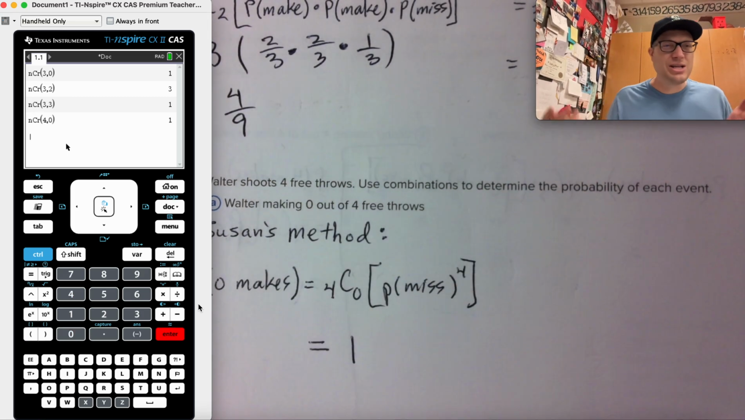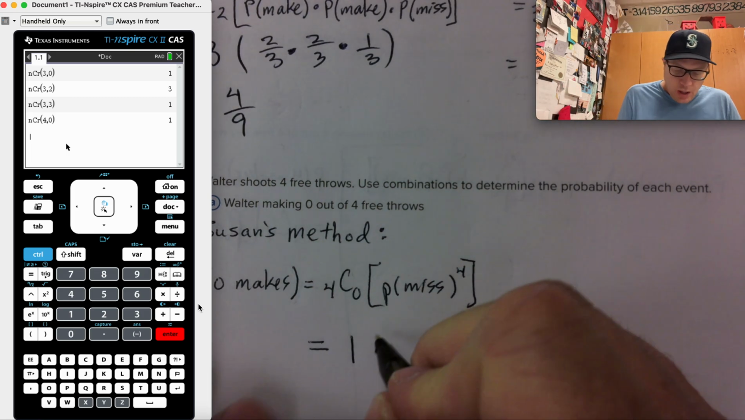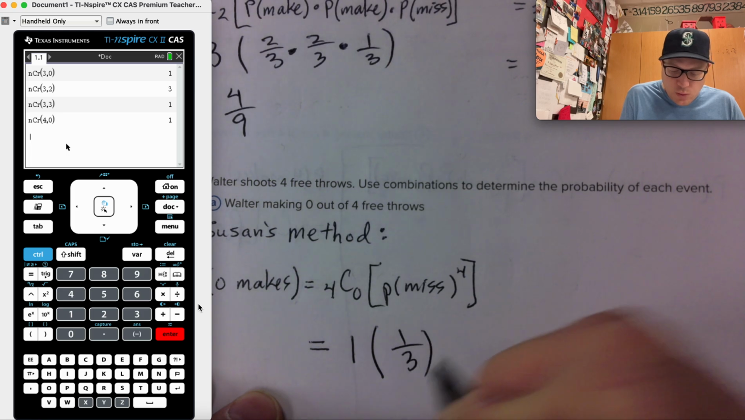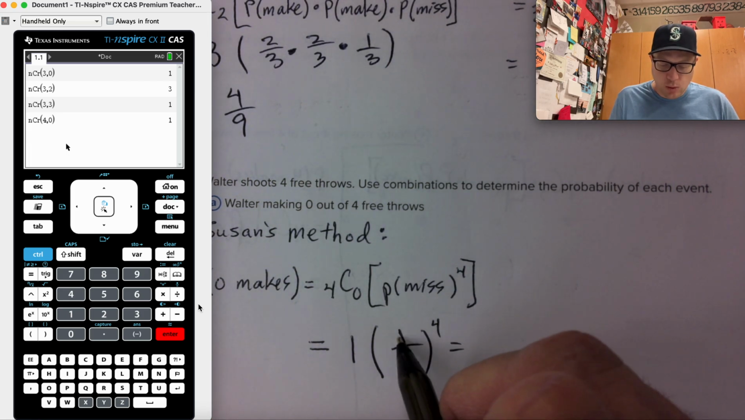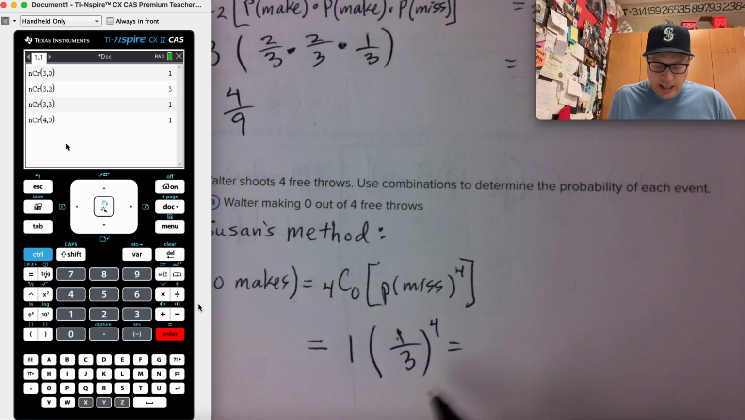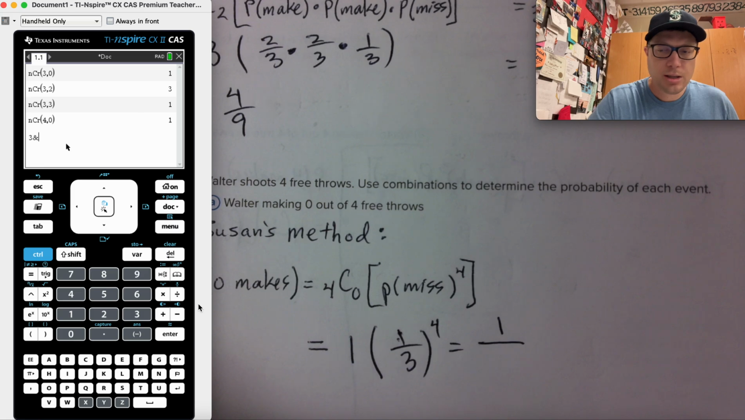One way. Why did I do that calculation? I already knew that calculation. You should know the calculation too. The probability of missing for Walter is 1 out of 3, raised to the 4th power. So that's 1 times 1 times 1 times 1. And then on the bottom, 3 times 3 times 3 times 3. So 3 to the 4th power, 81.